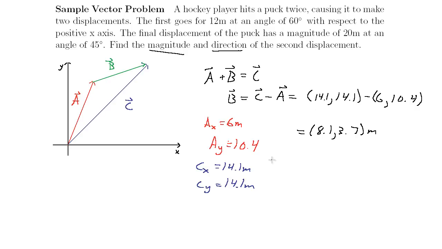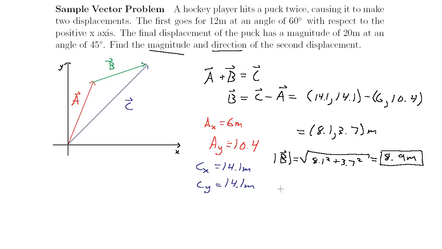The magnitude of B, right, we draw it like this. It's going to be the square root of the sum of the squares of the components. So it's going to be the square root of 8.1 squared plus 3.7 squared. And this is equal to 8.9 meters. Okay, so that's one of our answers.